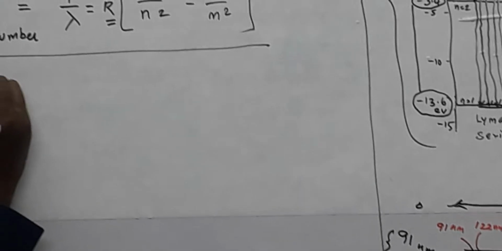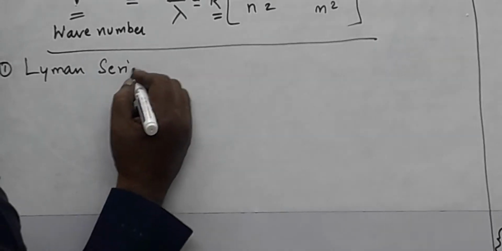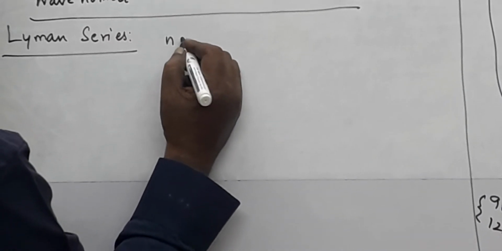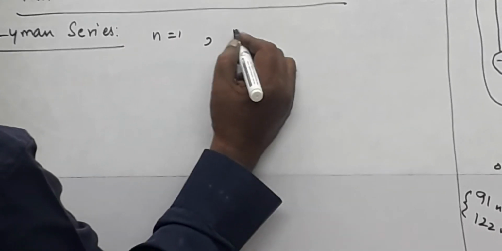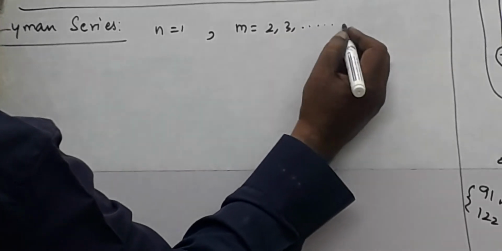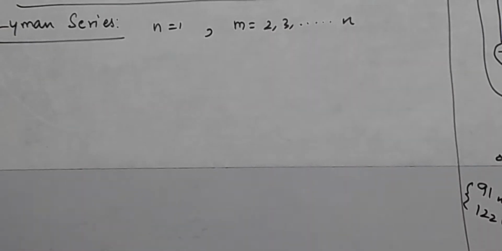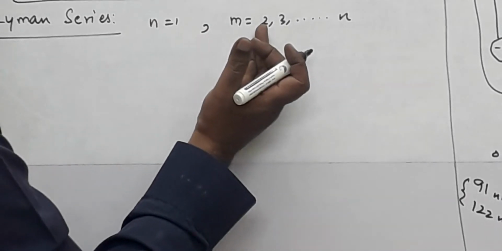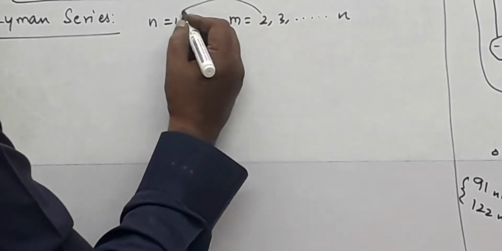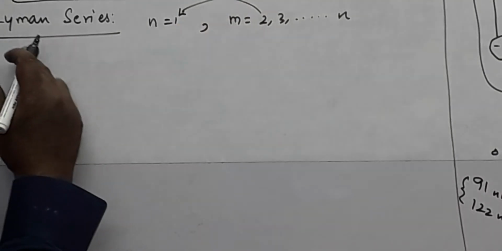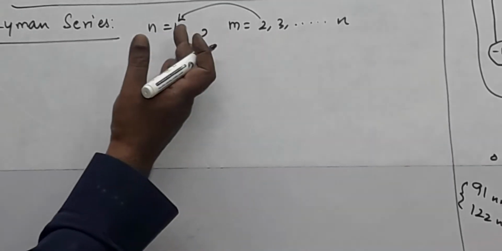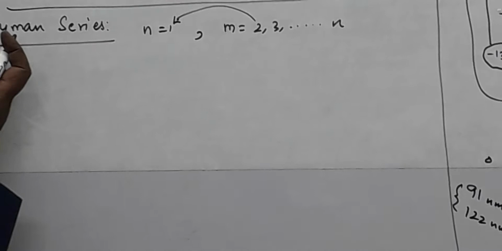Lyman series. It is nothing but n equal to 1, m equal to 2, 3, 4, and so on up to n. That means the electron can jump from the second, third, fourth orbit to the level of the first orbit. Then we get the Lyman series. That is a very important explanation to obtain the Lyman series.